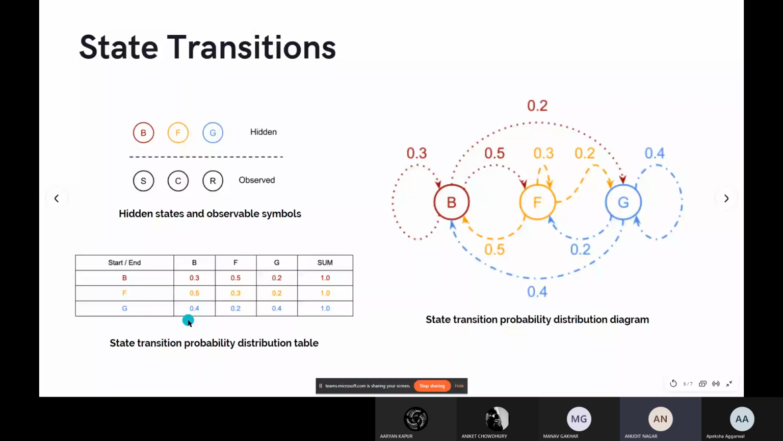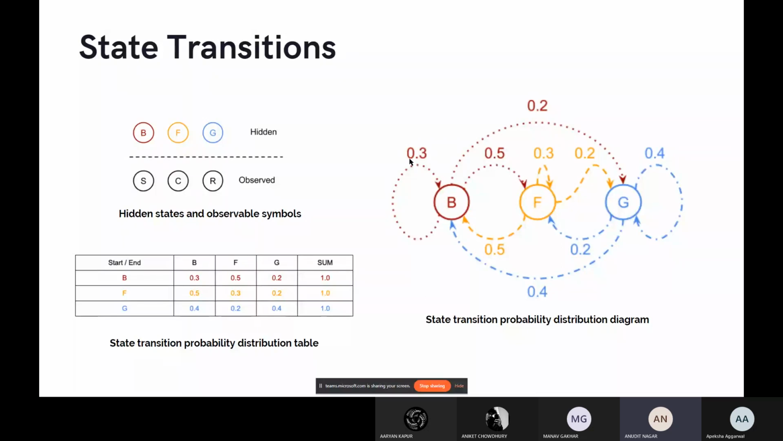So if we have three hidden states, we'll have 3 times 3, that's 9 probability variables, that we can use to construct something known as a state transition probability distribution diagram. This is essentially just a diagram that depicts the table that we already have. So let's say we have B, and we have to figure out the probability of getting B after B. We can simply transition from B and go back to B, and we get the probability as 0.3. This helps us easily visualize what's actually happening inside the entire system.